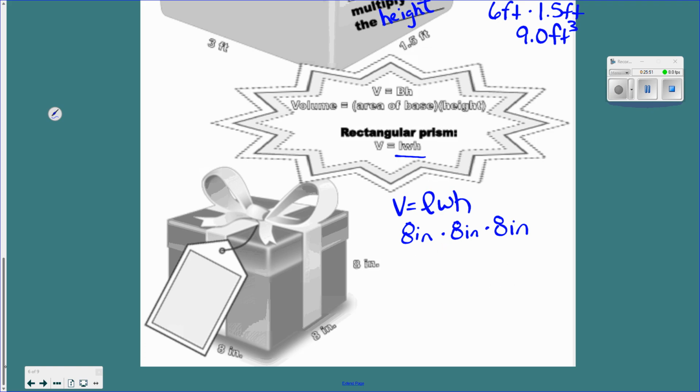So 64 times 8. 8 times 4 is 32. 8 times 6 plus 3 is 51. So you get 512 cubic inches. Any questions? Are we getting it now? Good, because we're about to make it a lot harder.